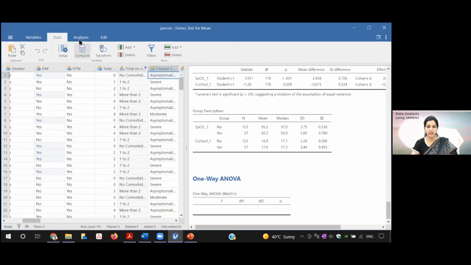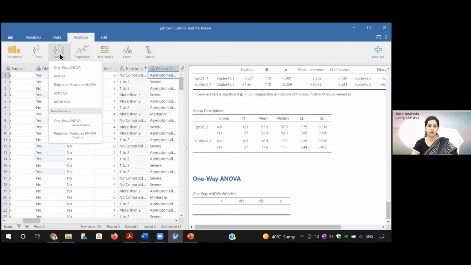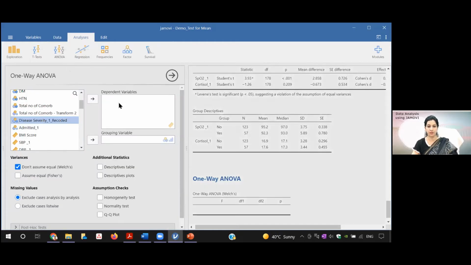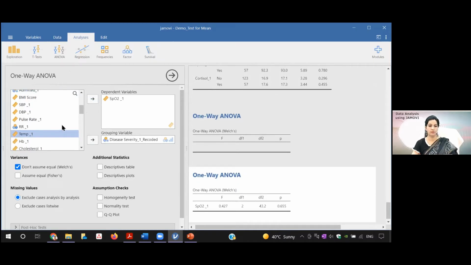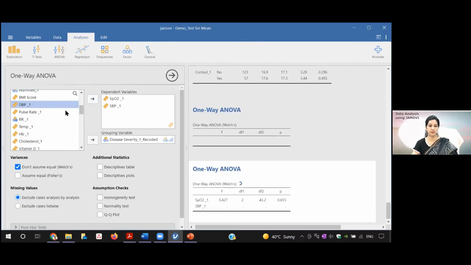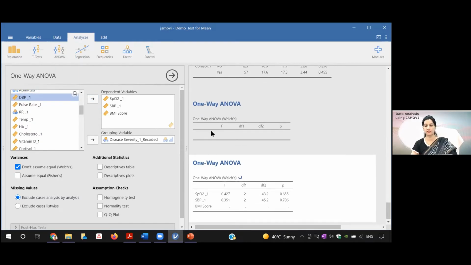So maybe I'll again go to analyze, ANOVA, one-way ANOVA. You can have the disease severity recoded, and then you can have these values like SpO2. So SpO2, and I am taking the first value now because there are 2 SpO2, maybe SBP, systolic blood pressure, hemoglobin, BMI. So I may take the BMI score. So let's take the first 2 or 3 because then the look of the table will be very heavy. So first I'll explain with these 3 variables.